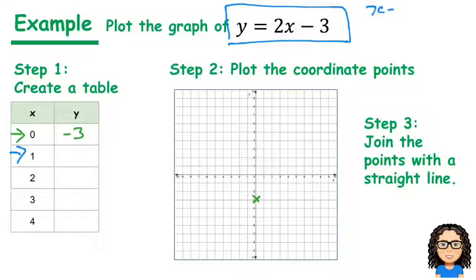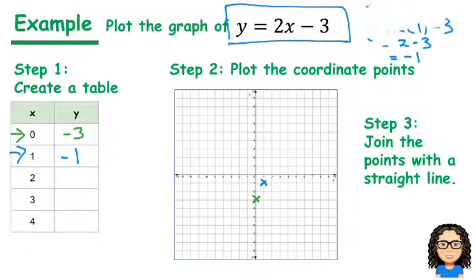So when x is equal to 1, y is equal to 2 times 1, take away 3. So 2 times 1 is 2, 2 take away 3 is negative 1. So that tells me when x is 1, y is negative 1. So on my coordinate point, I'm going to go x equals 1, y equals negative 1, and that's going to take me to this coordinate right there.